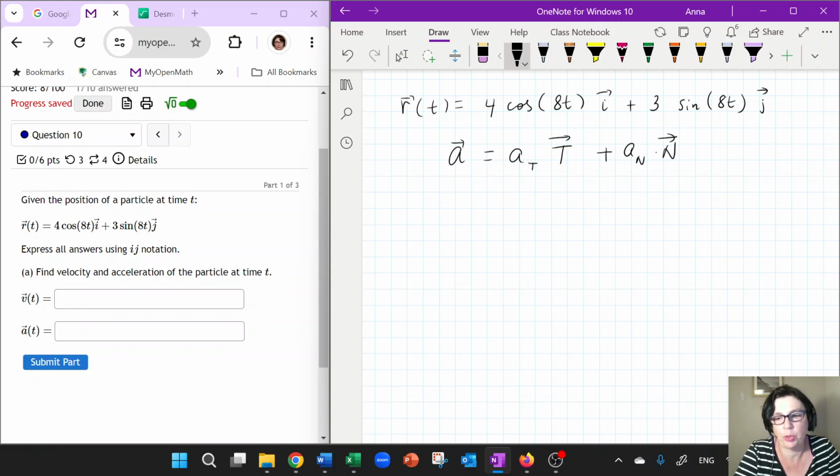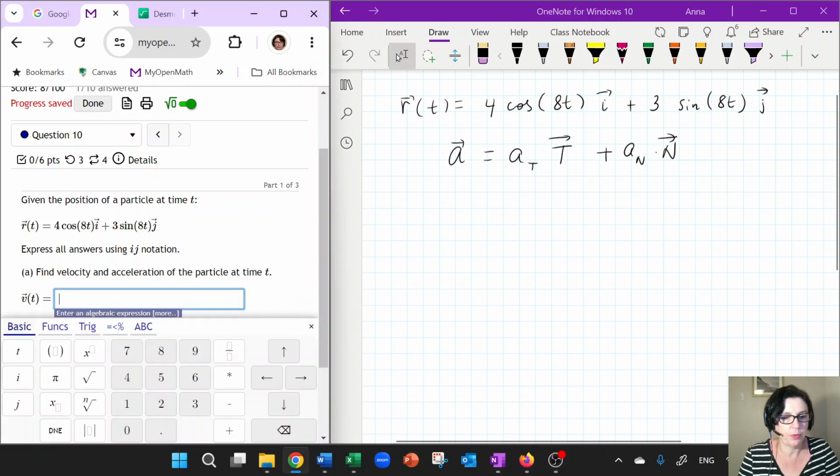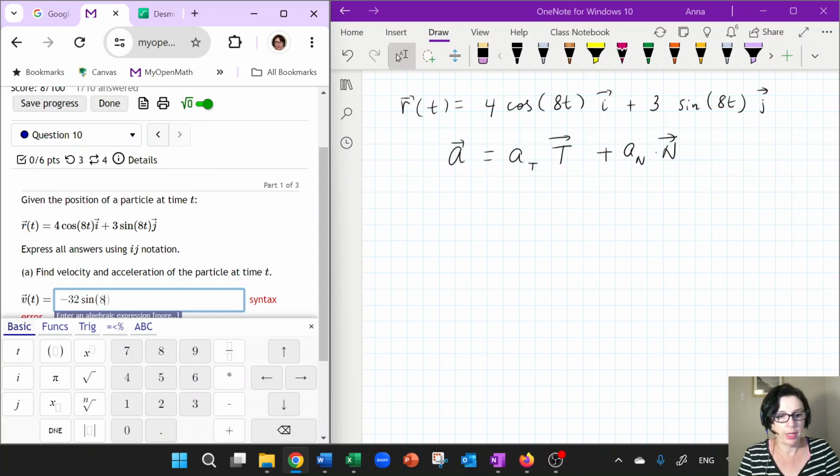Okay, so we have this sort of decomposition. So let's go ahead and do that in this example. So first they want us to find the velocity, which means that we're just going to take the derivative. So the derivative of cosine is negative sine. So we're going to get negative. Now the 8 will come out to the front because of the chain rule. So 8 times 4, that will be 32. And then we got sine 8t and then i.